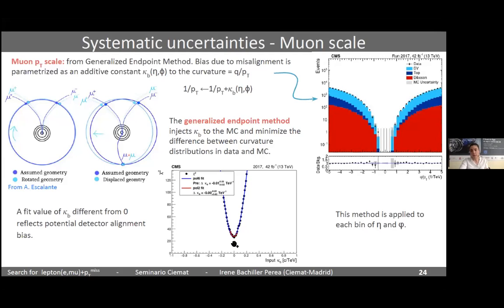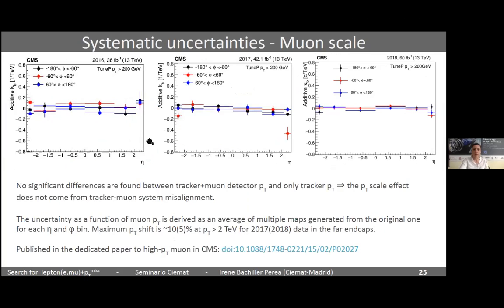And we get the value of the bias for each bin of theta and phi in all the geometry. We show here in slide 25 the bias measured for each bin of phi in 3 different colors as a function of eta on the x-axis, and for the 3 different years. You can see how with the years it gets better, because the bias is smaller.